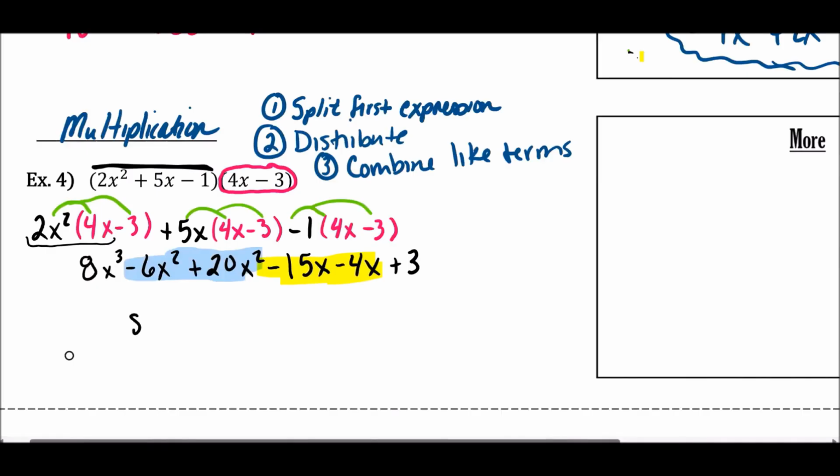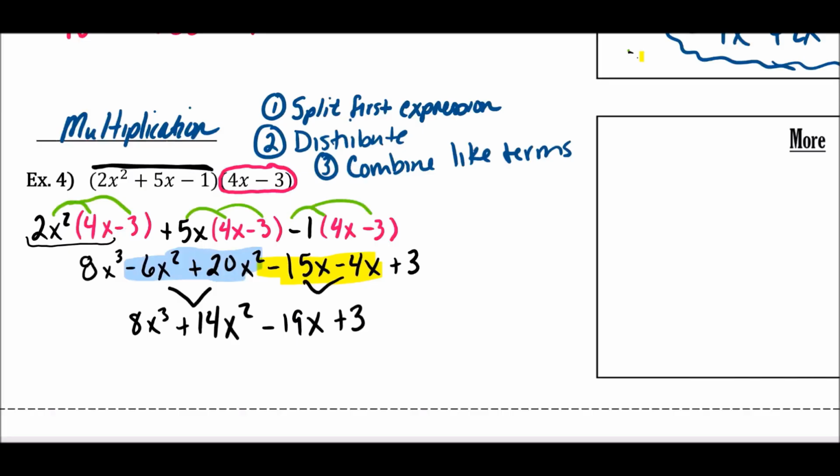So what this leaves me with is 8x to the third, and then I have negative 6x squared plus 20x squared is positive 14x squared. Negative 15x minus 4 more is negative 19x, and then I have my constant of positive 3. Okay. So again, all we're doing is splitting our expression, 2x squared plus 5x minus 1. We brought our second expression down in our second polynomial. We distributed it amongst that, and then we finished by combining our like terms. So here is our final answer.